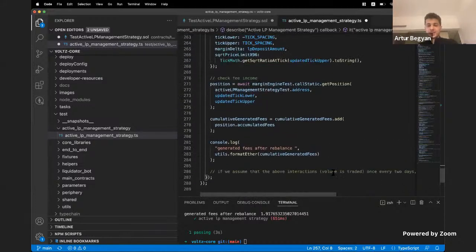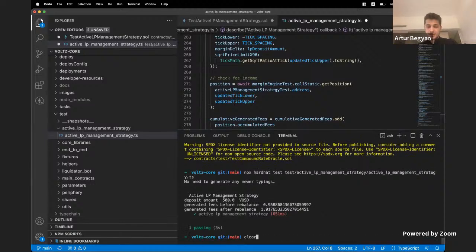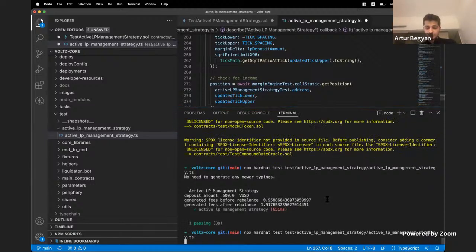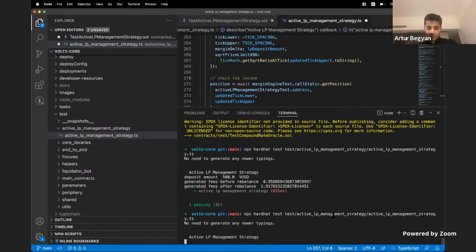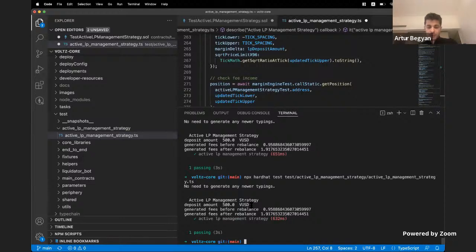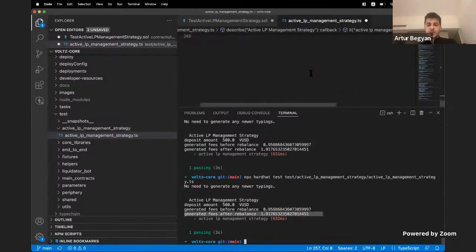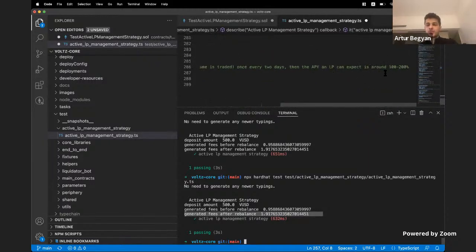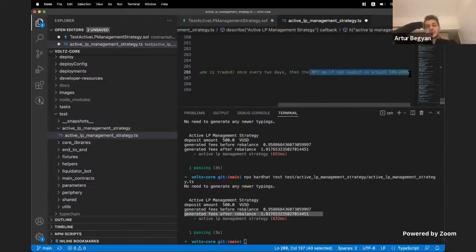So that's effectively it. We can just quickly run this test and see what sort of results we get. Cool. So we can see that the deposit amount is around 500. The fees generated before the rebalance are about 0.9 VUSD. The fees generated after rebalance are about 1.9. So if we hadn't rebalanced, we wouldn't be able to capture this additional fee income. And if we do some back of envelope math, we can see the APY that the trader would expect to get as a liquidity provider in this particular scenario, assuming that trading and netting out of the positions happens once every 2 days, you could expect to earn around 100 to 200% APY.